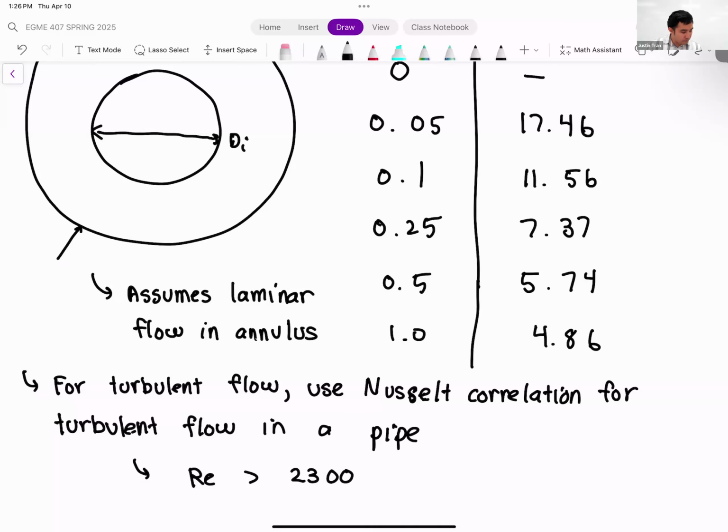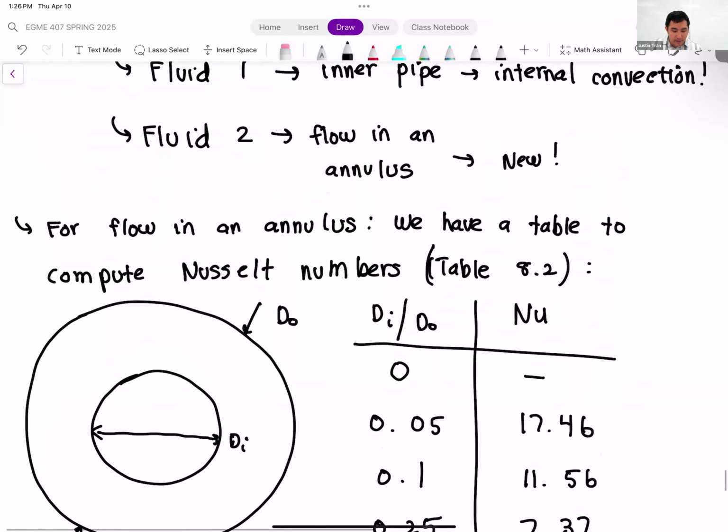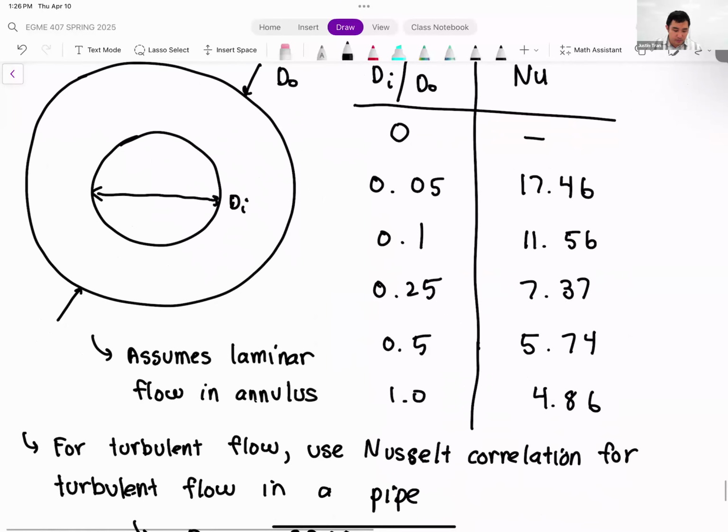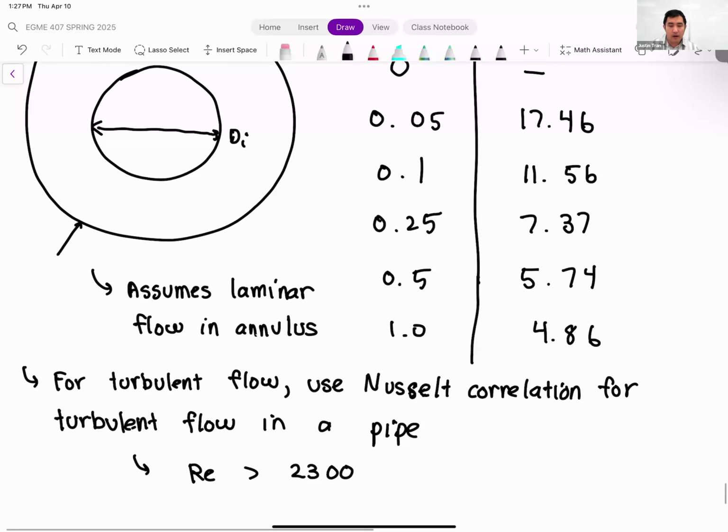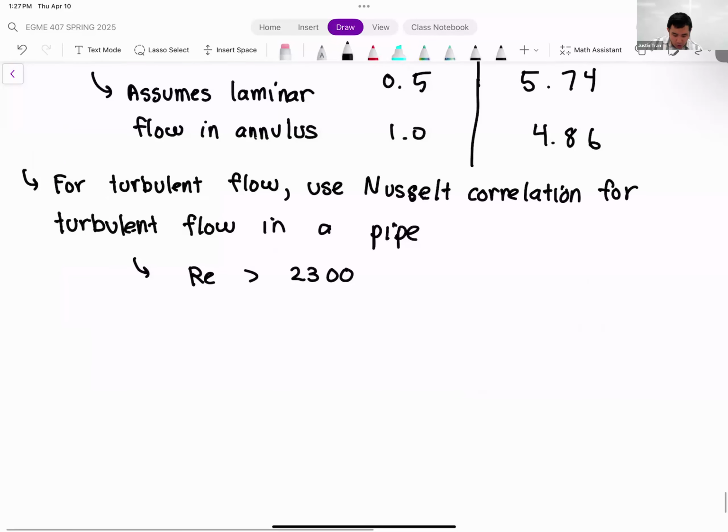Okay, so with that, and just knowing the fact that the flow in the inner pipe is just flow in a pipe, we know how to deal with it. We're able to compute convection coefficients for both the inner and outer flows in a heat exchanger. All right, any questions on this?